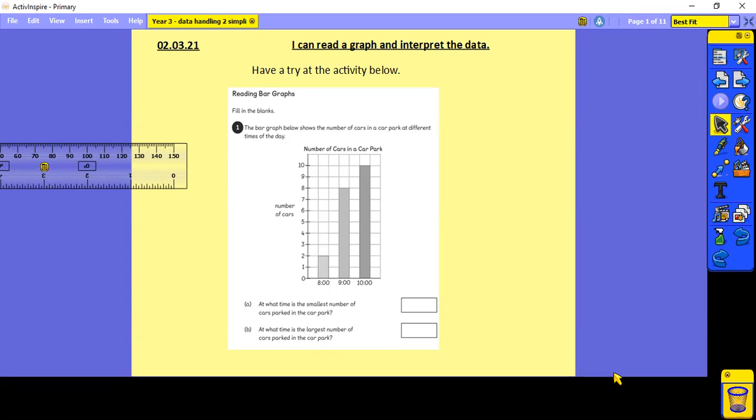So let's start by writing the short date and underlining, and then the learning objective. I can read a graph and interpret the data, and underlining. So we did some bar graphs yesterday. Let's have a try at the activity below. Pause whilst you have a try.